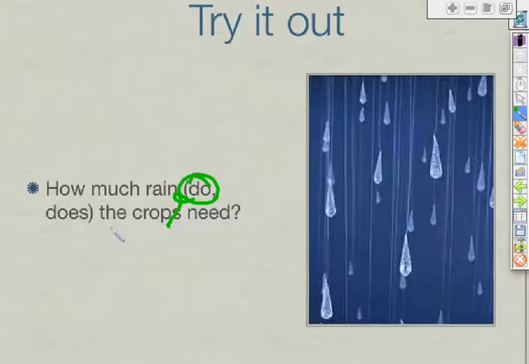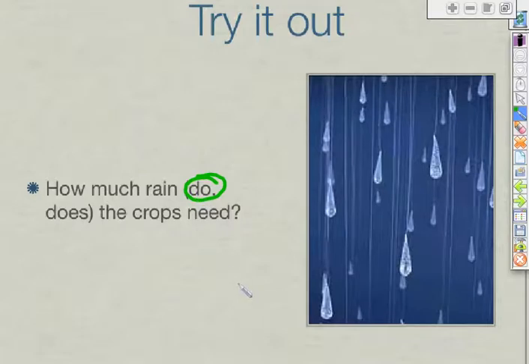And that's just one of the ways that the English language works, and I'm willing to bet a lot of you probably know that just by the way that you speak. For example, if I said to you, how much rain does the crops need? You would kind of look at me with this awkward look on your face saying, Mr. Fincham, I'm pretty sure that you need to check your grammar. So the answer, how much rain do the crops need?